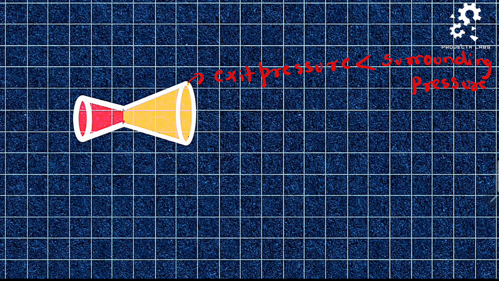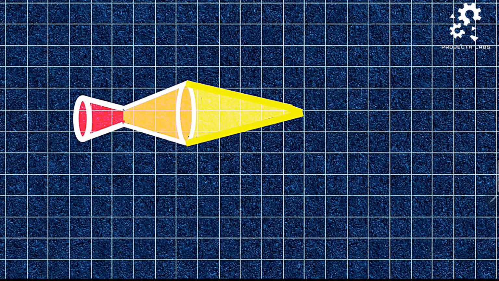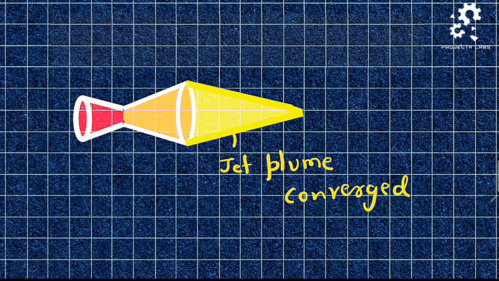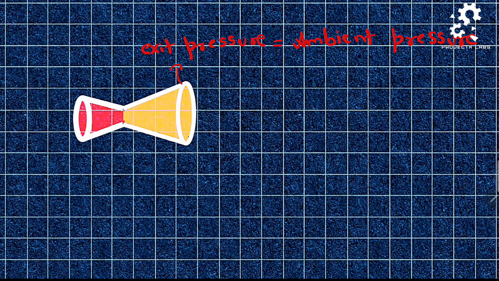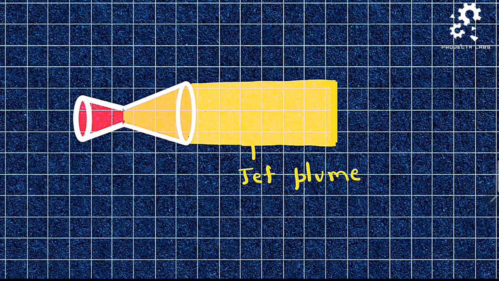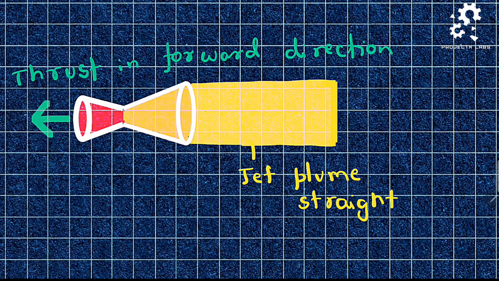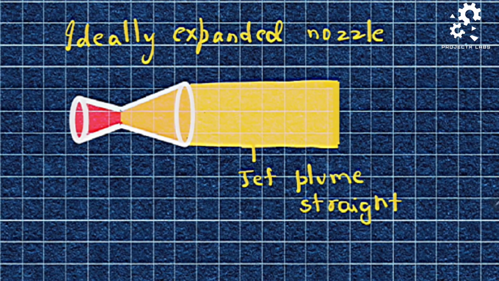If the jet's pressure is lesser than the surrounding pressure, the resulting jet plume is converged, where the thrust obtained is low. This is an overexpanded nozzle, not an efficient one. When the jet exit pressure matches the surrounding pressure, it results in a jet plume which is straight, enabling more thrust in the forward direction. This is an ideally expanded nozzle and designed for good liftoff.